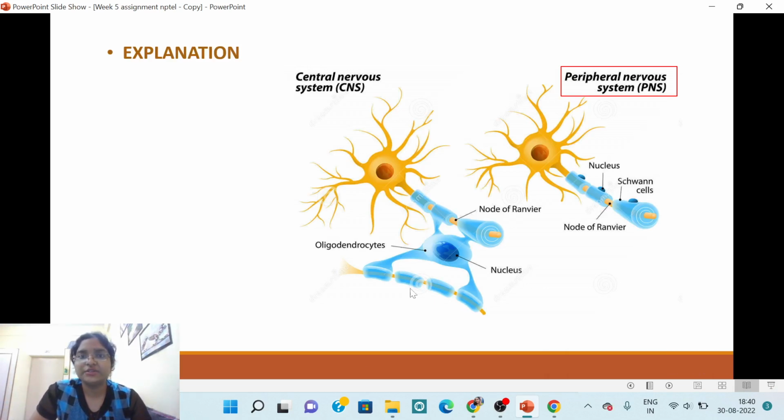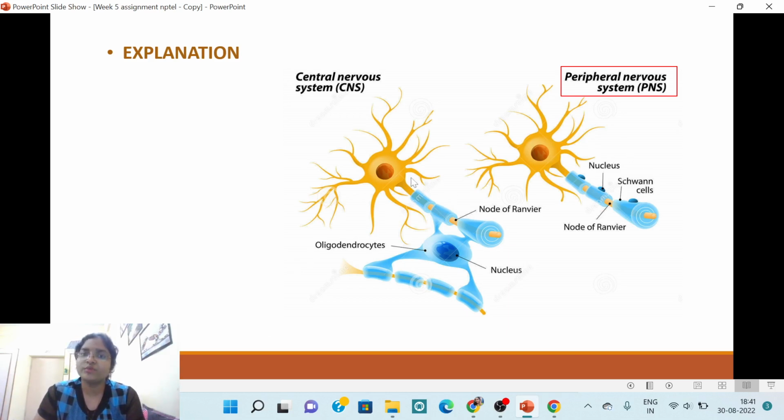So here you can see there are two systems. One is the peripheral nervous system and the other is the central nervous system in our brain. The peripheral neurons are present in the peripheral nervous system and the central neurons are present in the central nervous system. So the myelin sheath in the peripheral neurons is made by the Schwann cells and the myelin sheath in the central nervous system neurons is made by the oligodendrocytes. Okay, there is a difference between the two.